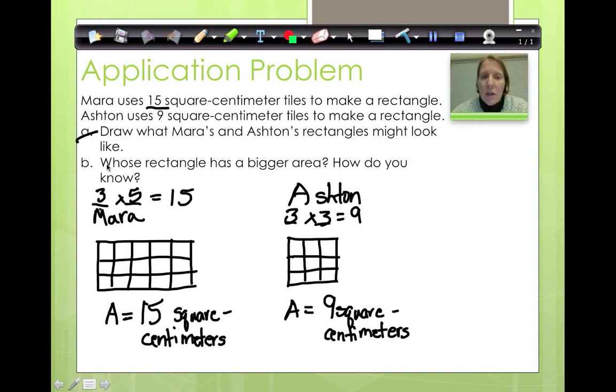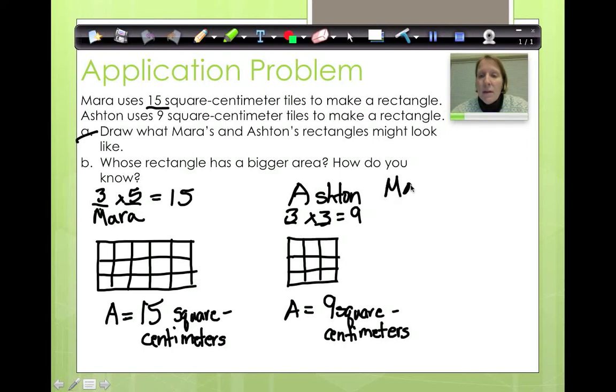Now we need to do B. Whose rectangle has a bigger area and how do I know? Well, we can look at numbers, or we can look at them. Now remember, they are both square centimeters, so they're the same size as squares, aren't they? It's not like these are inches and these are centimeters. That would be a big difference. Well, what would be obvious? This one clearly has more squares, doesn't it? And when we look at the area, it has a much larger area. So, whose rectangle is larger?